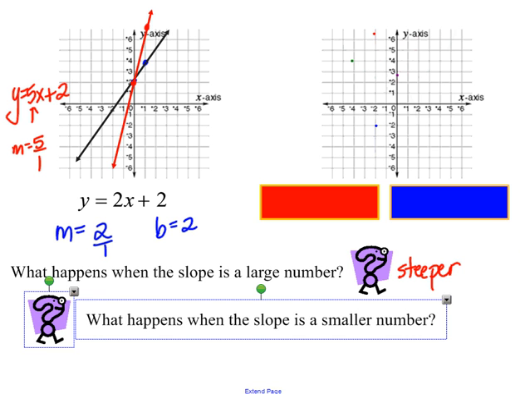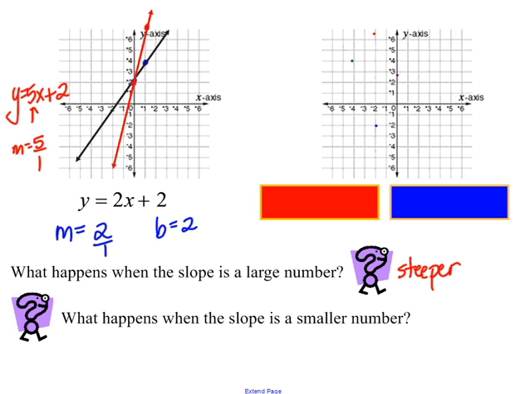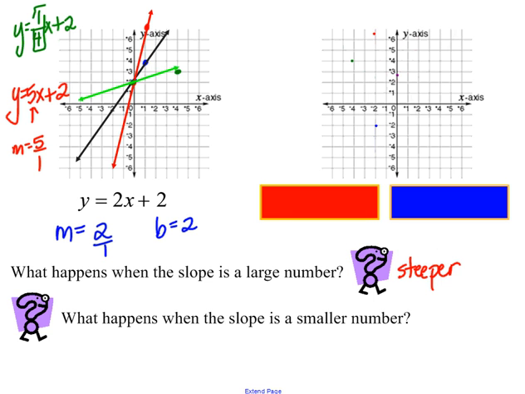Now, what happens when the slope is a small number? Well, let's try that. Let's try y equals 1/4 x plus 2. So again, we've got a slope here, 1 over 4. And we're going to start at 2. We're going to go up 1 and over 4, 1, 2, 3, 4. And we're going to draw a line through that. Let's get a green line so that it all kind of coordinates a little bit.